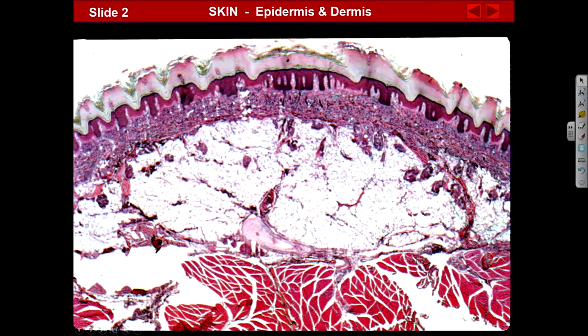And then down here, this more broken up area is the reticular layer of the dermis. And of course, the papillary layer would be interdigitated with the epidermis. And then down here, this adipose tissue is the hypodermis. Okay? So hopefully we can recognize those different layers of skin. And this is muscle down here.